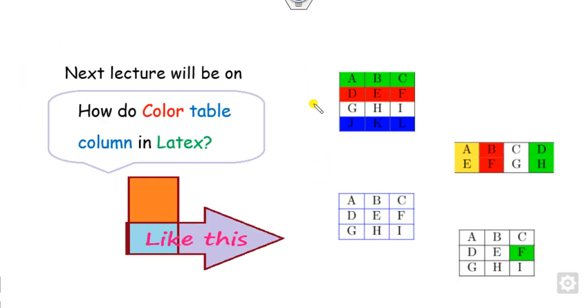We will see in our next class how we can color the text in LaTeX. Like you can see that this is a simple table consisting of 4 rows and 3 columns. How can you color it green, red, white, blue? How can you color the boundaries? How can you color a particular cell, or how can you color a particular column? That we will see in our next class, that is how to color the table in LaTeX.